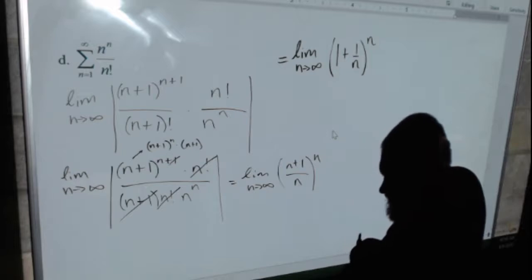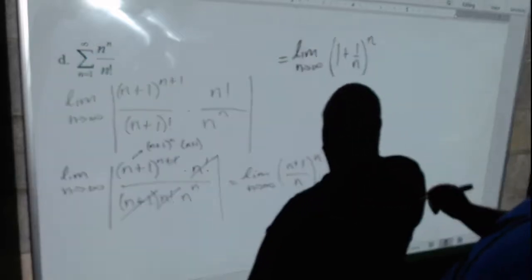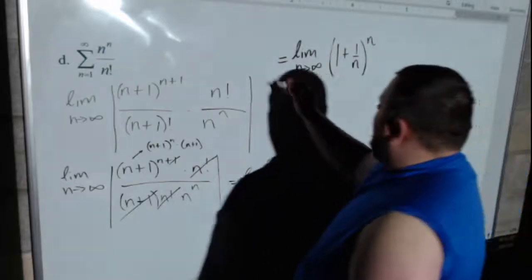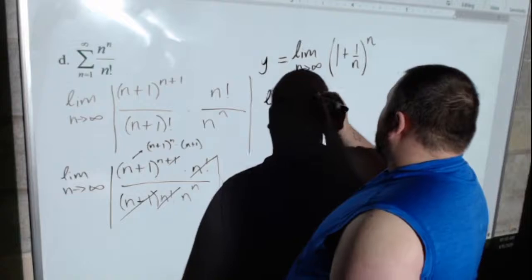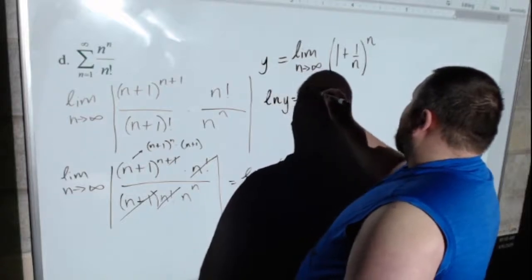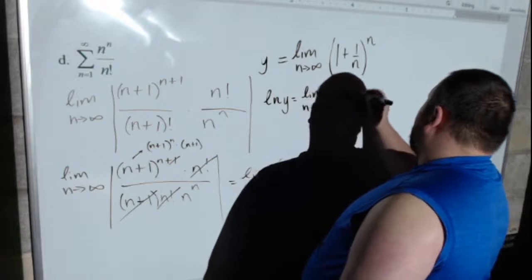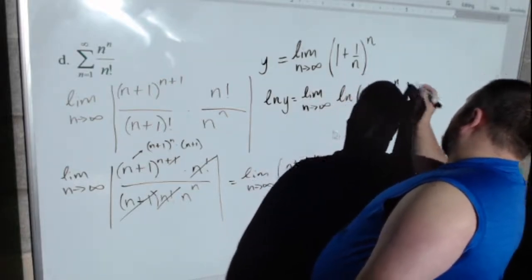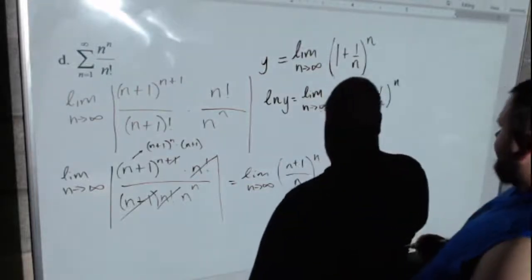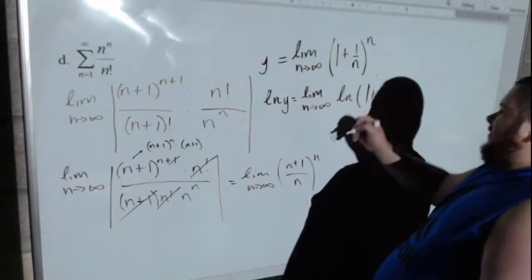Alright, so since we didn't get it, let's solve for it really quick. I'm going to call this y. I'm going to take the natural log of both sides. Remember, the natural log can go inside the limit and vice versa. That allows me to bring this n down in front.